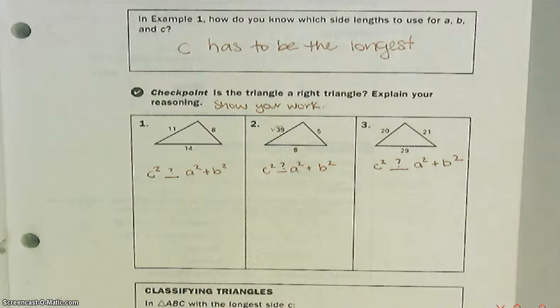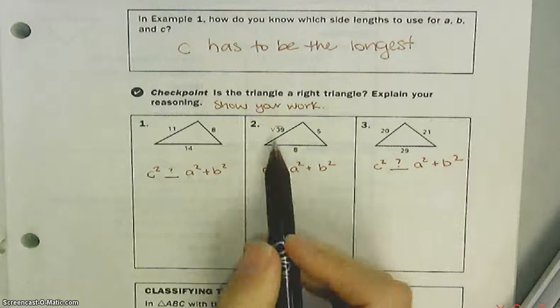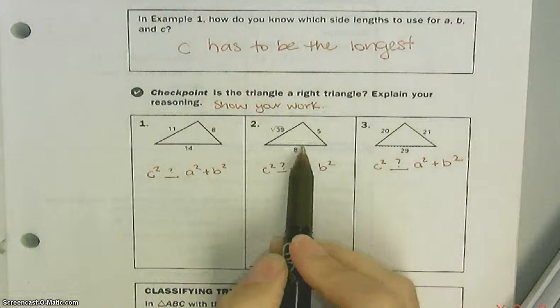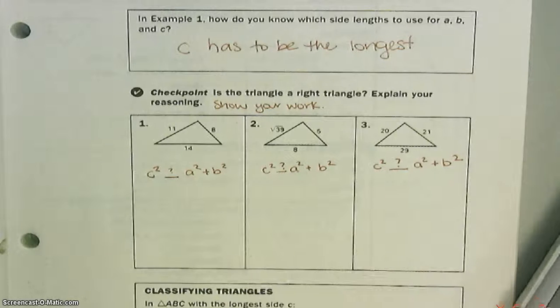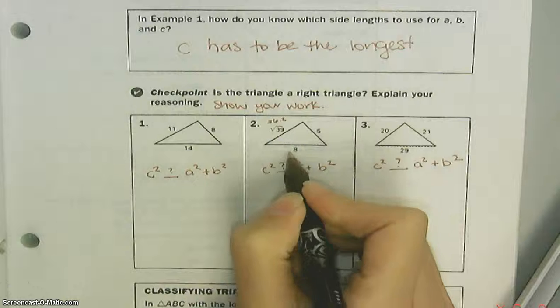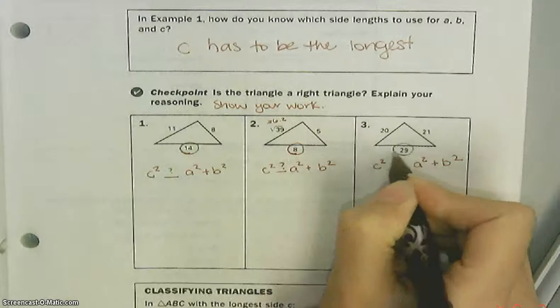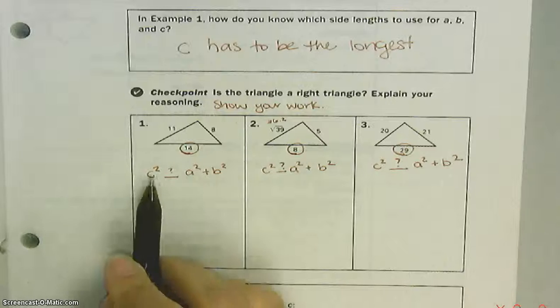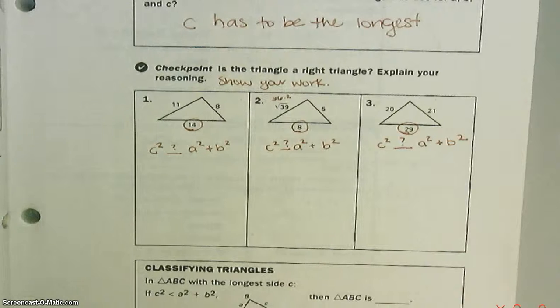So make sure you find all the C's, the longest sides. And over here, you're like, well, how do I know which one's the longest side? Put this in your calculator. Square root of 39 is 6.2. All right, so A is the longest. Here, 14 is the longest, and here, 29 is the longest. So that's your C value. So substitute and see if it works. If it works, it's a right triangle. If it doesn't, it's not.